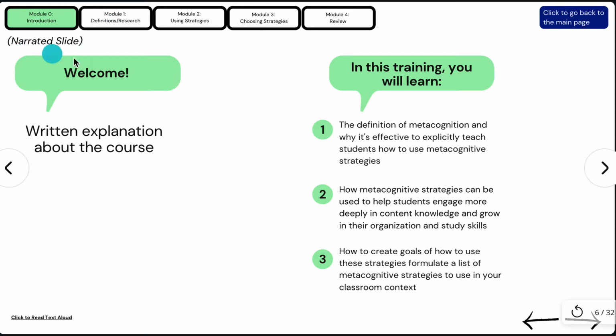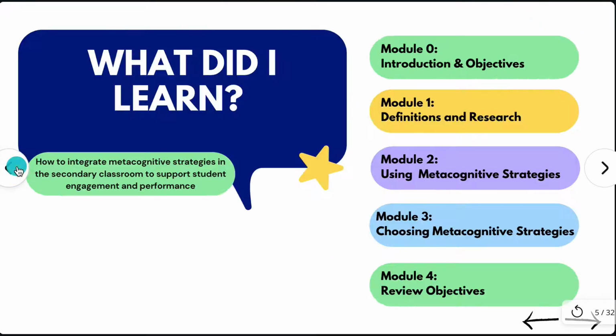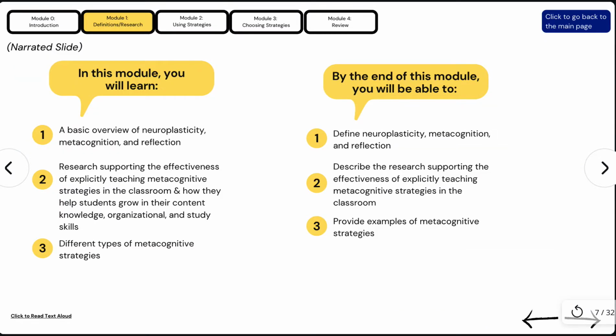So this slide would be a narrated slide, and then there's also this button down here, click to read text out loud. Any slide where there's not a video, there's that option, so that if they need anything reread, that would be great. And then there's this button up here to click to go back to the main page, which would then be this first page. So learners could click on this, which would then take them to module 1.